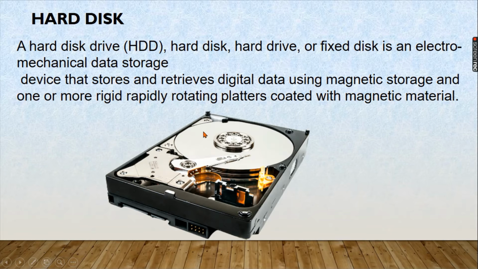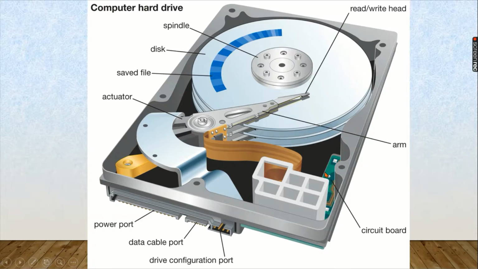So this one is the hard disk, and the hard disk is also a kind of magnetic disk, and magnetic material is coated on the platters. We can see there is a platter or metallic plate, but in the floppy disk this was a thin plastic, and in the hard disk we have these metal platters inside. We can see this in the hard disk picture.